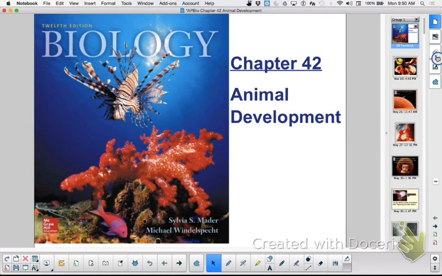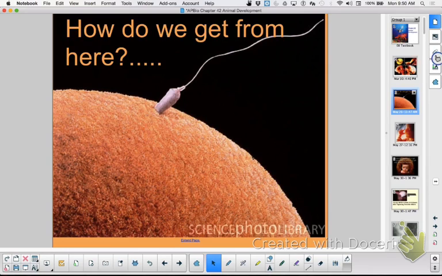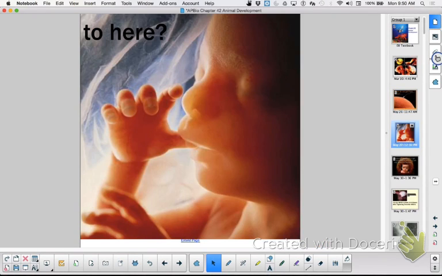Hi, this is Miss Litton, and this is the beginning of our discussion on Chapter 42, Animal Development. We're going to go through and hit some of the key events that happen during development. We're going to look at some conserved properties between other organisms and our own development. And basically, we want to know how we get from here to here.